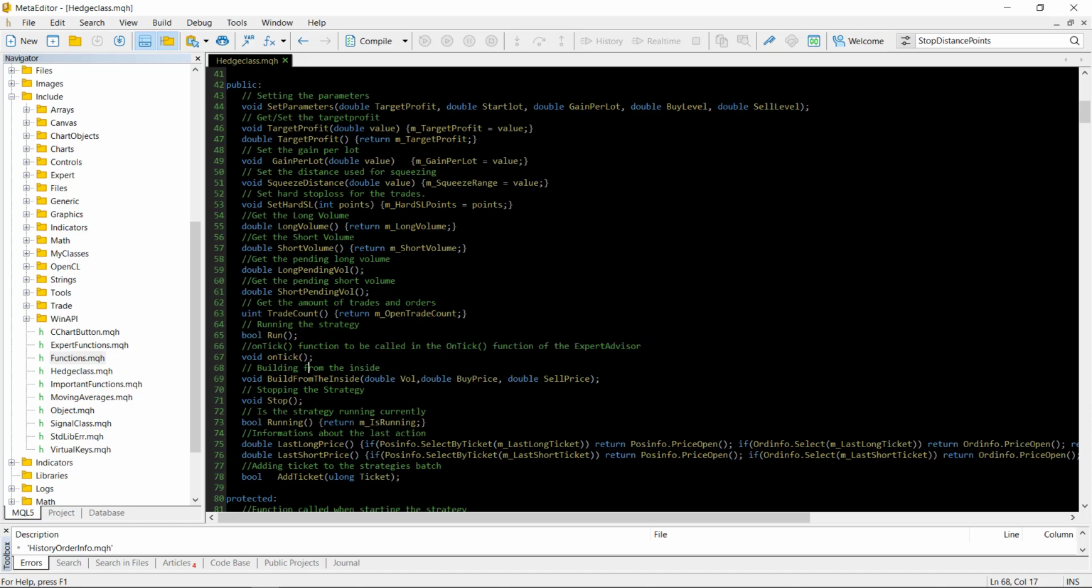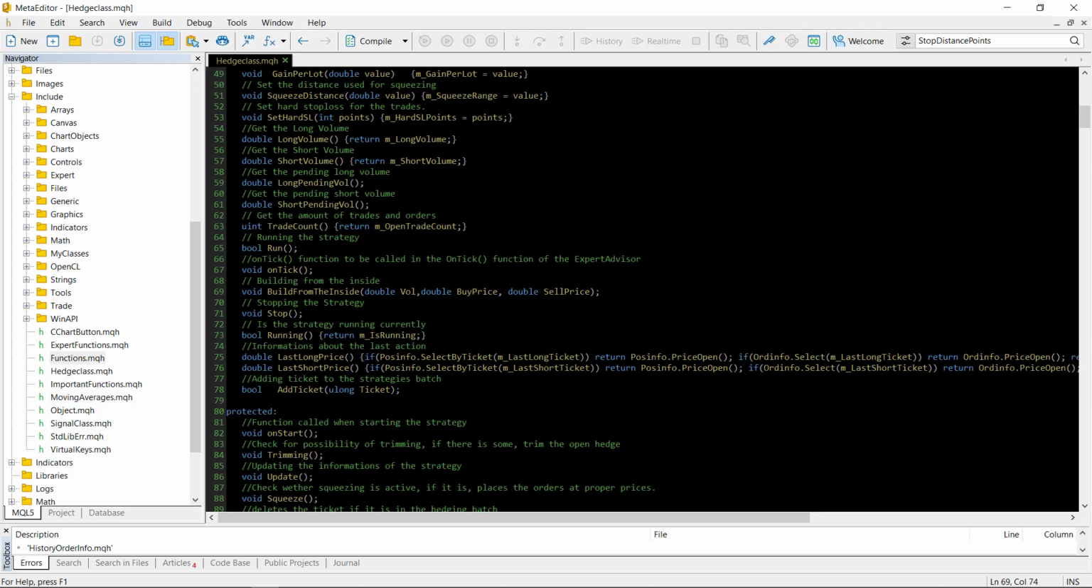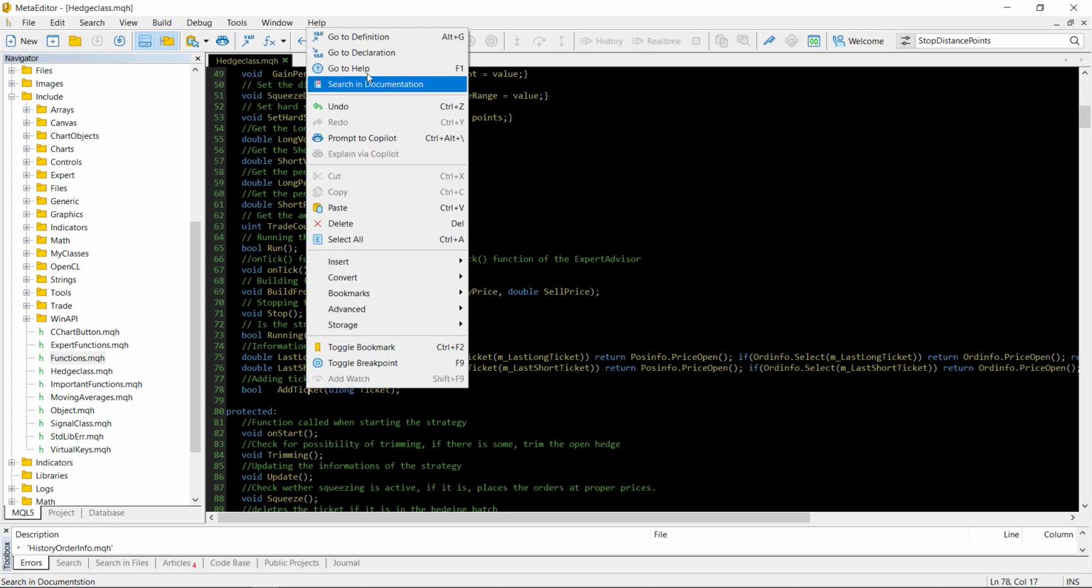We can build from the inside using the build from the inside function by passing the volume, the buy price, and the sell price. We can stop the strategy using the stop function. The running function returns true if the strategy is currently running. You can also get the last short price and the last long price of the strategy, which is the price of the last trade or order the strategy made in a given direction. And last but not least, you can add tickets to the strategy if you would like to add your own trades to the hedging batch.